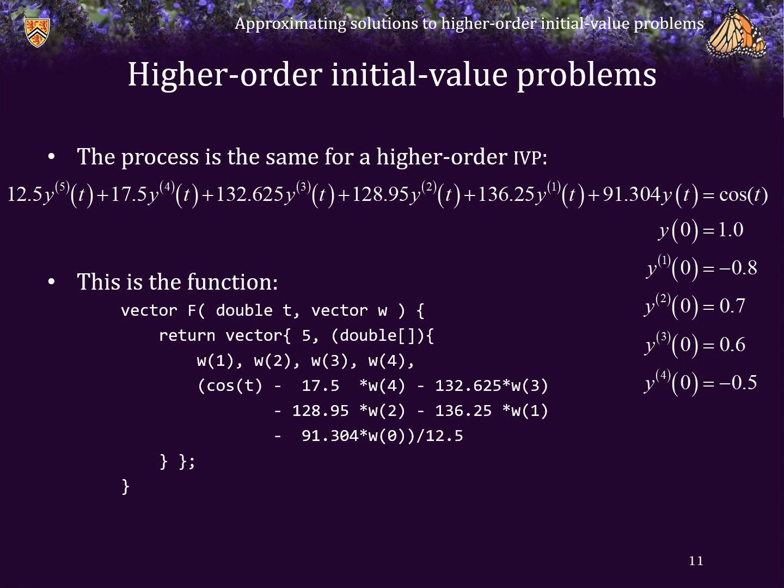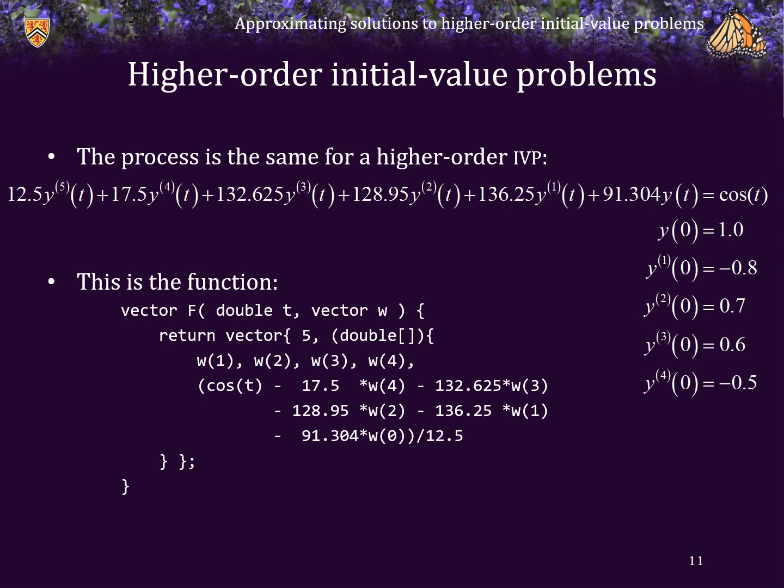And of course, the derivative of w0 is w1. The derivative of w1 is w2. The derivative of w2 is w3. The derivative of w3 is w4. However, the derivative of w4 is w5. Where do we get that? That is from the ordinary differential equation.